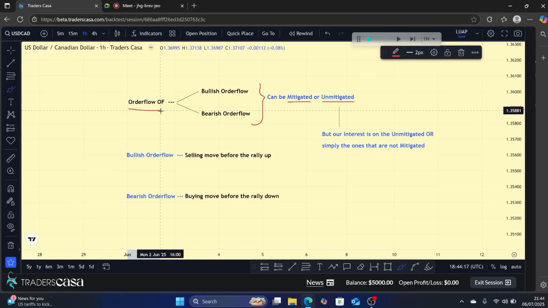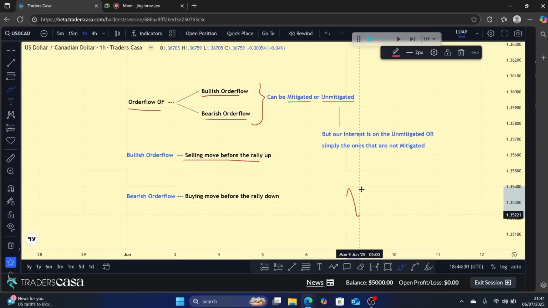An order flow is divided into two: bullish order flow and bearish order flow. A bullish order flow is a selling move before the rally up. So basically it will be something like this: a selling move before the rally up. And this selling move is what we call the order flow. The whole selling move is what we call the order flow.